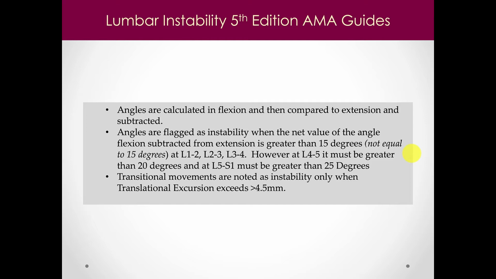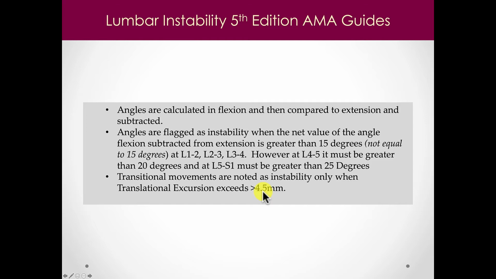So with the 5th edition of the guides, angles are calculated in flexion and extension and then subtracted. So at that angle, they're subtracted from flexion to extension. That's a big difference from the cervical spine. So the way they do this is at L1 through L4, 15 degrees is the cutoff. At L4-5, it's 20, and L5-S1 has to be greater than 25 degrees. Translational movements are noted as instability only when excursion exceeds the 4.5 millimeters in the flexion to extension, the net movement, okay?